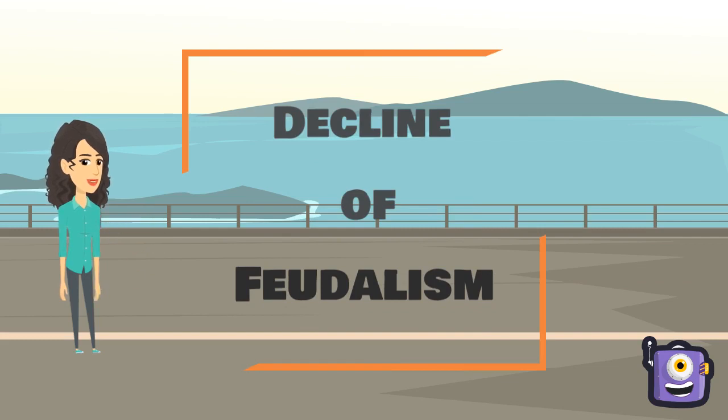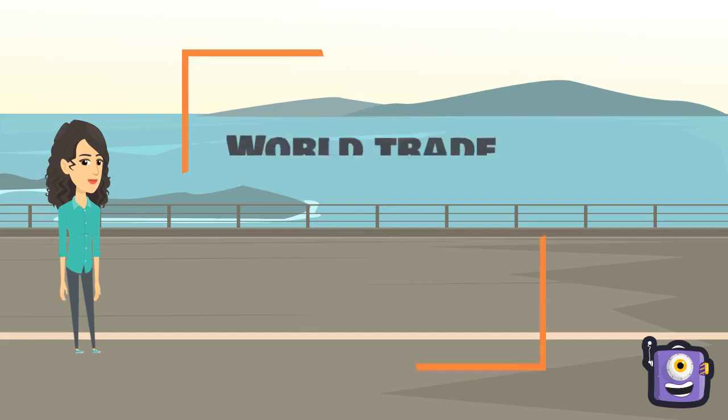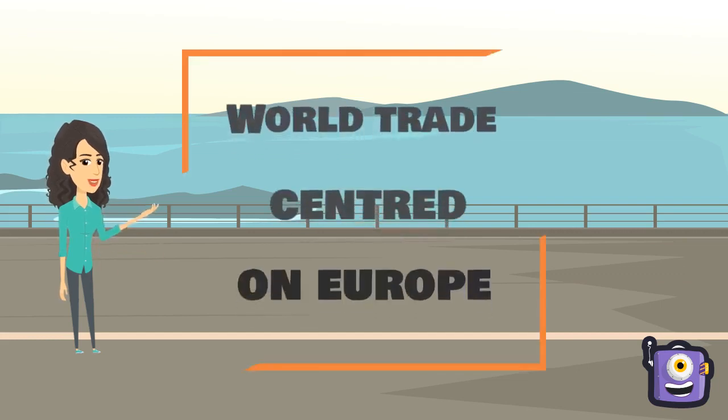Trade was not controlled by nobles anymore after the decline of feudalism before the Renaissance. Free trade promoted greater commercial development and industrial production. People started to develop some new production methods. New trade routes were set up by European countries. Therefore, world trade centered on Europe.